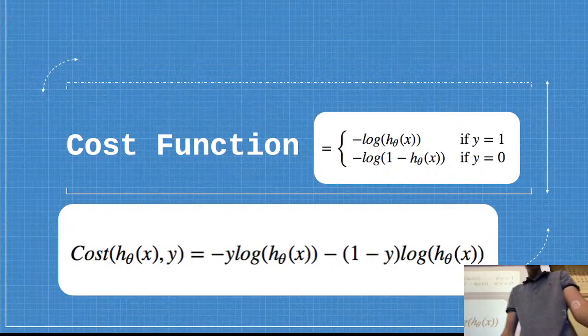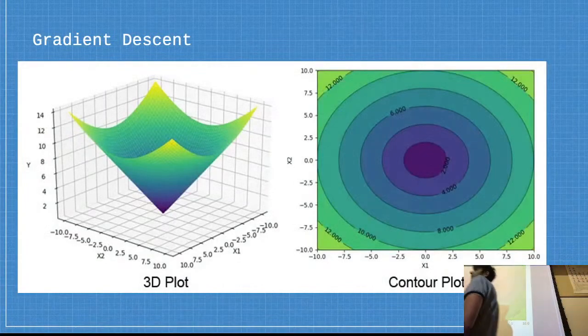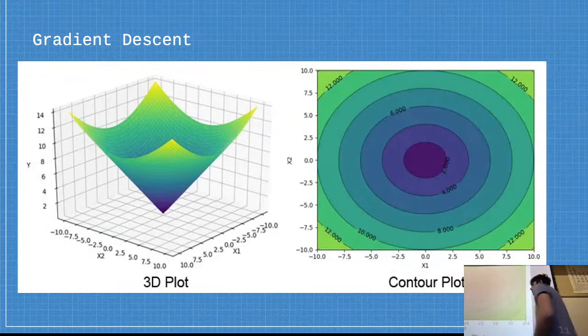So how is this done? We use something called gradient descent, okay? Now this may look a little scary, but let's take this step by step. So this is what we just discussed.